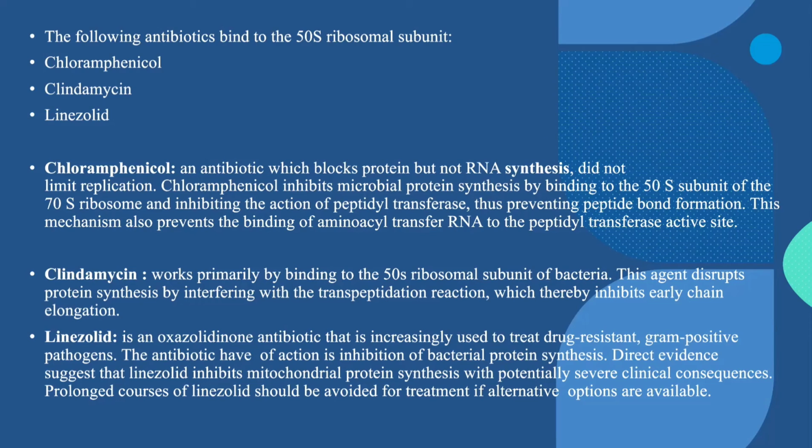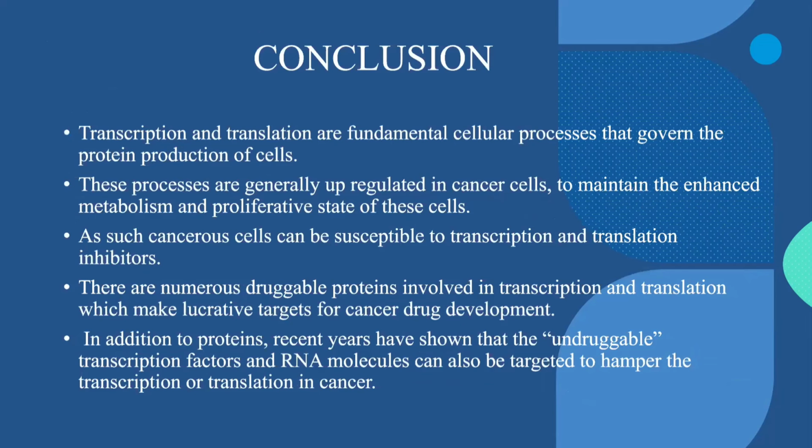Clindamycin inhibits early chain elongation, so proteins are not formed of the required length. Then next is linezolid. Linezolid also inhibits the translation process, and it is increasingly used in treatment, such as for gram-positive pathogens. It acts by inhibiting bacterial protein synthesis, so it is usually used for prokaryotes and not for eukaryotes.